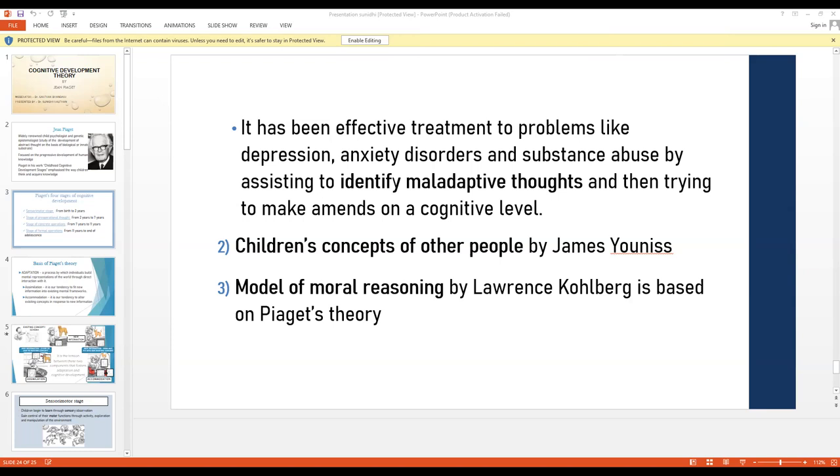In the second sub-stage, primary circular reaction, the infant experiences an event or an action and then attempts to repeat the action. The infant learns to coordinate activities of his own body and 5 senses. The reality for the infant remains subjective at this stage.